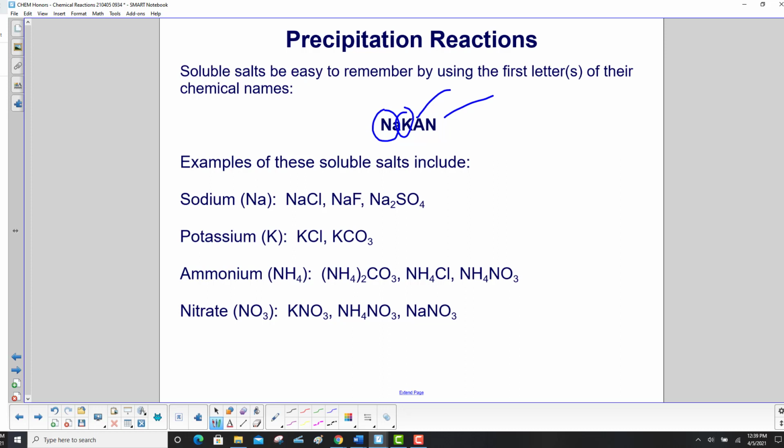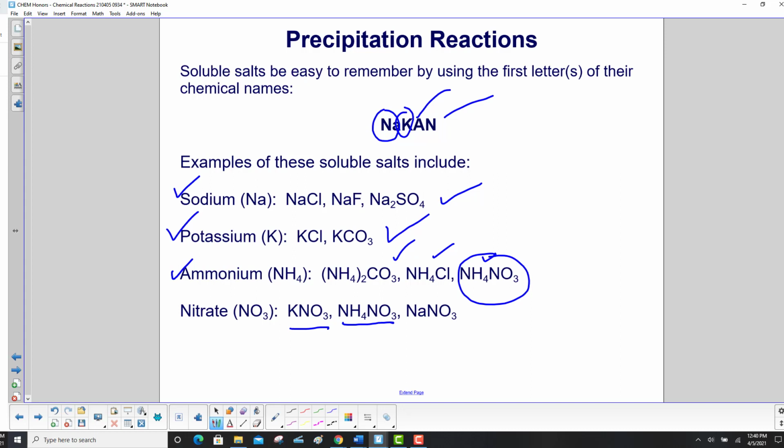Here's some examples. Sodium chloride, sodium fluoride, sodium sulfate. Potassium chloride, potassium carbonate. Then ammonium carbonate, ammonium chloride, and ammonium nitrate. Look at this. This has two of them, right? It's got ammonium and nitrate. Then for nitrate, potassium nitrate, so we double hit on potassium, ammonium nitrate, ammonium and nitrate, and finally sodium nitrate, sodium and nitrate.